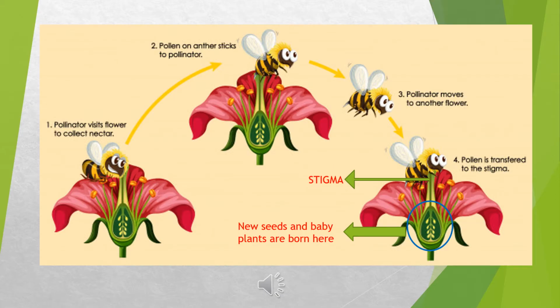Now, in here there is a hungry bee that was attracted to a flower to collect nectar. Some pollen grains stick on the bee's body. After that, the bee moves to another flower and transfers the pollen to the stigma. And here, new seeds and baby plants are born. That's why pollination and pollinators are very important on our planet.